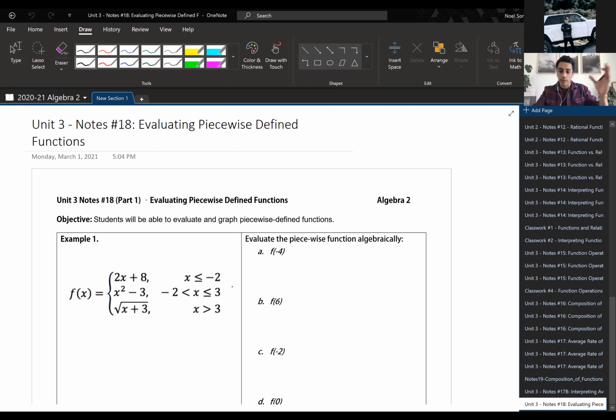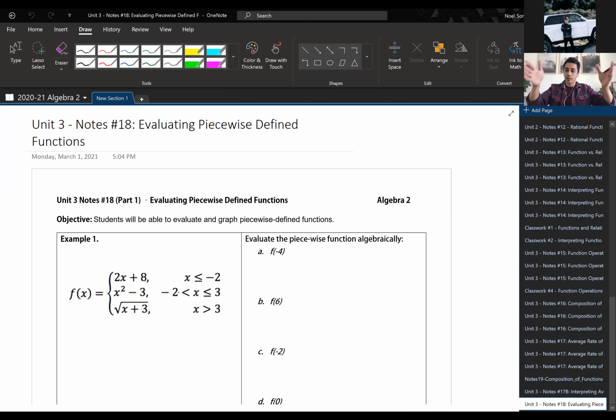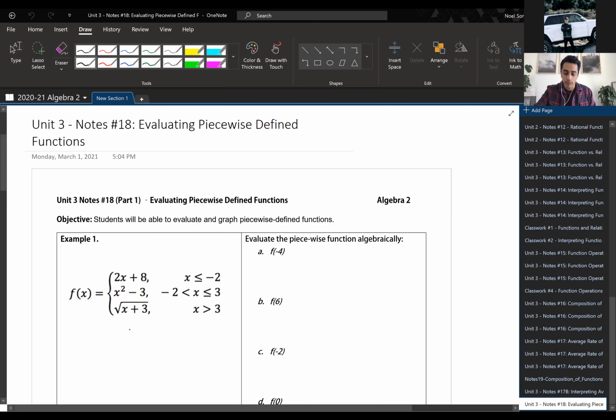Then we have another function, which is x squared minus 3, right? That one exists on a domain that is greater than -2, but less than or equal to 3, right? So somewhere in the middle. And then the last function that you have is a square root function, square root of x plus 3, where the domain exists only on x greater than 3, right? So this should be a familiar idea because this is what you did on your Desmos projects, okay?